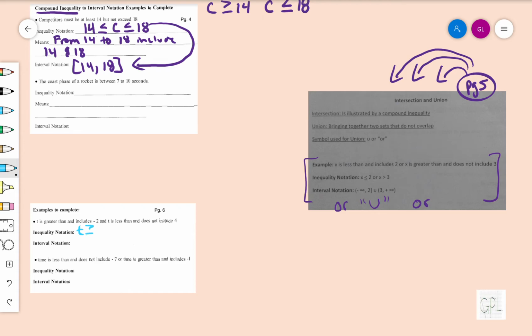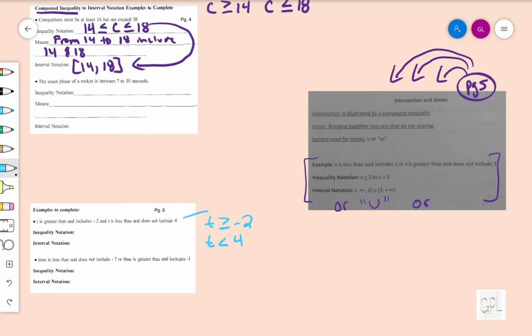Is greater than and includes -2. And t is, you know what, let me do it over here first and see if I got it right before I start saying that's the answer. So here we go. t is greater than and includes -2, and t is less than and does not include 4.